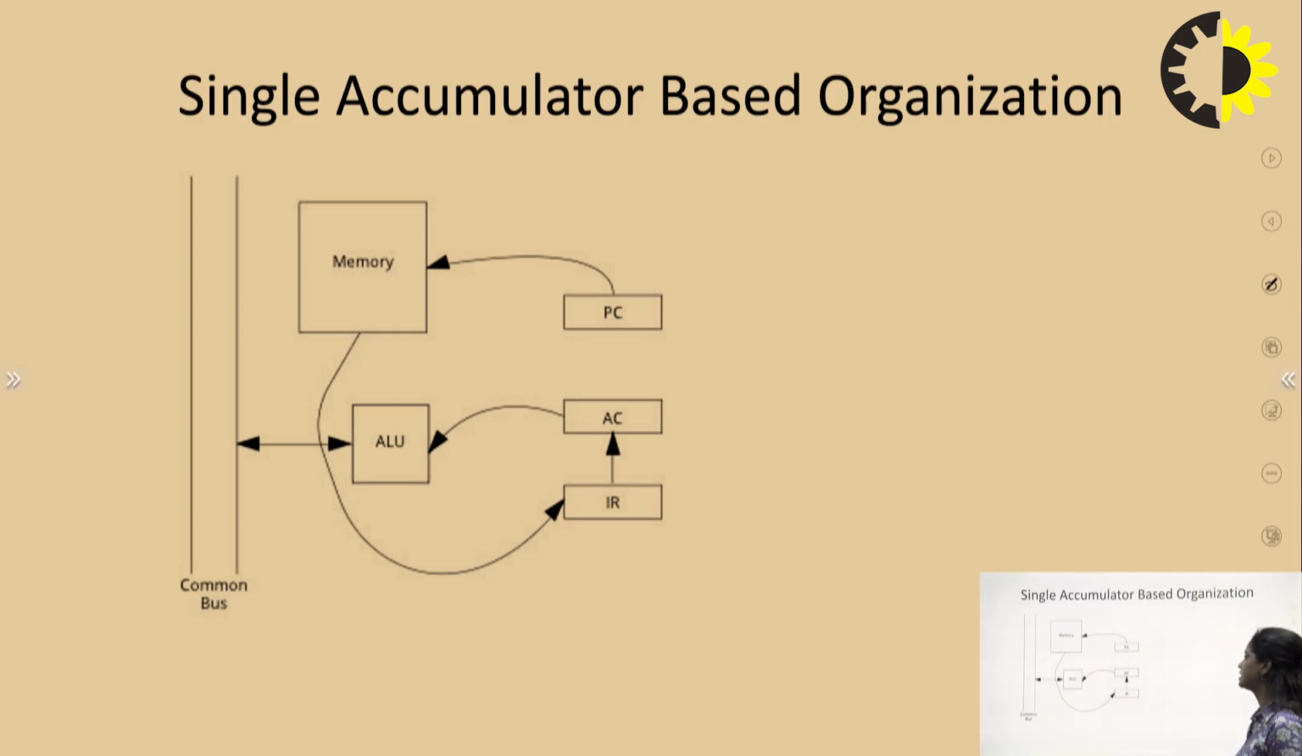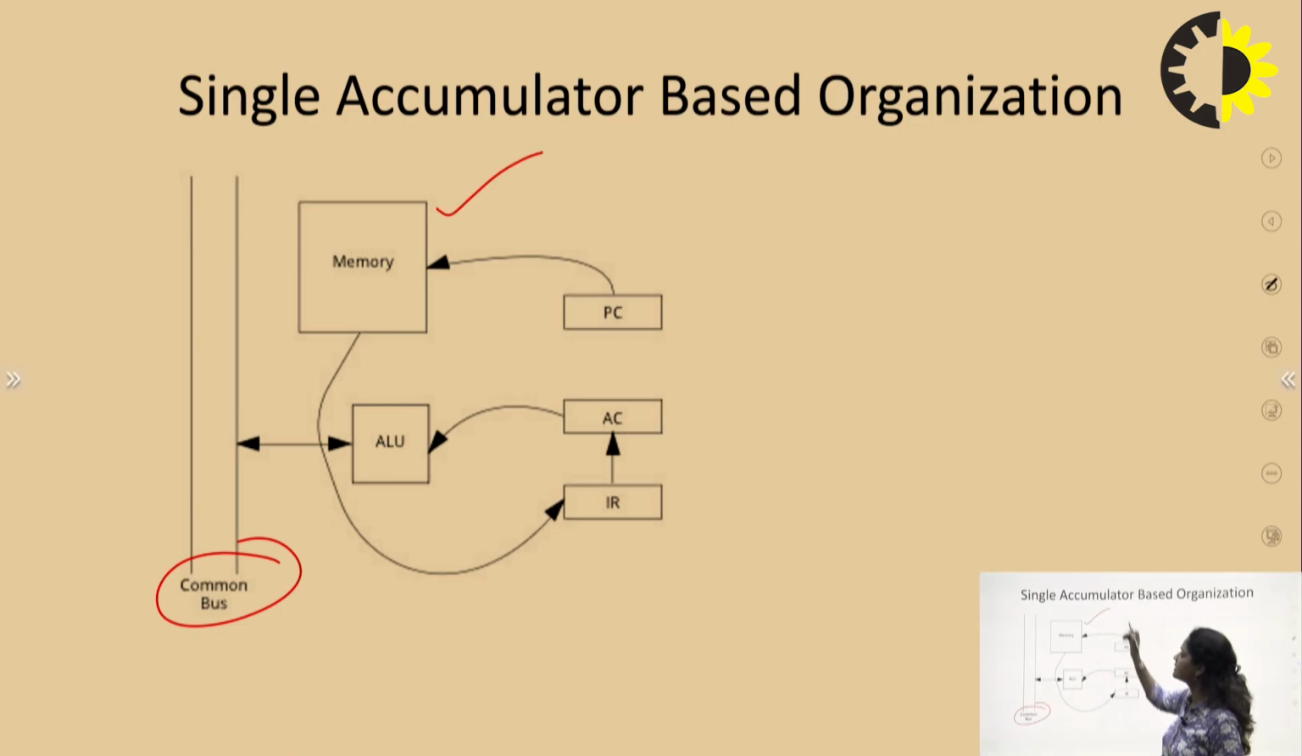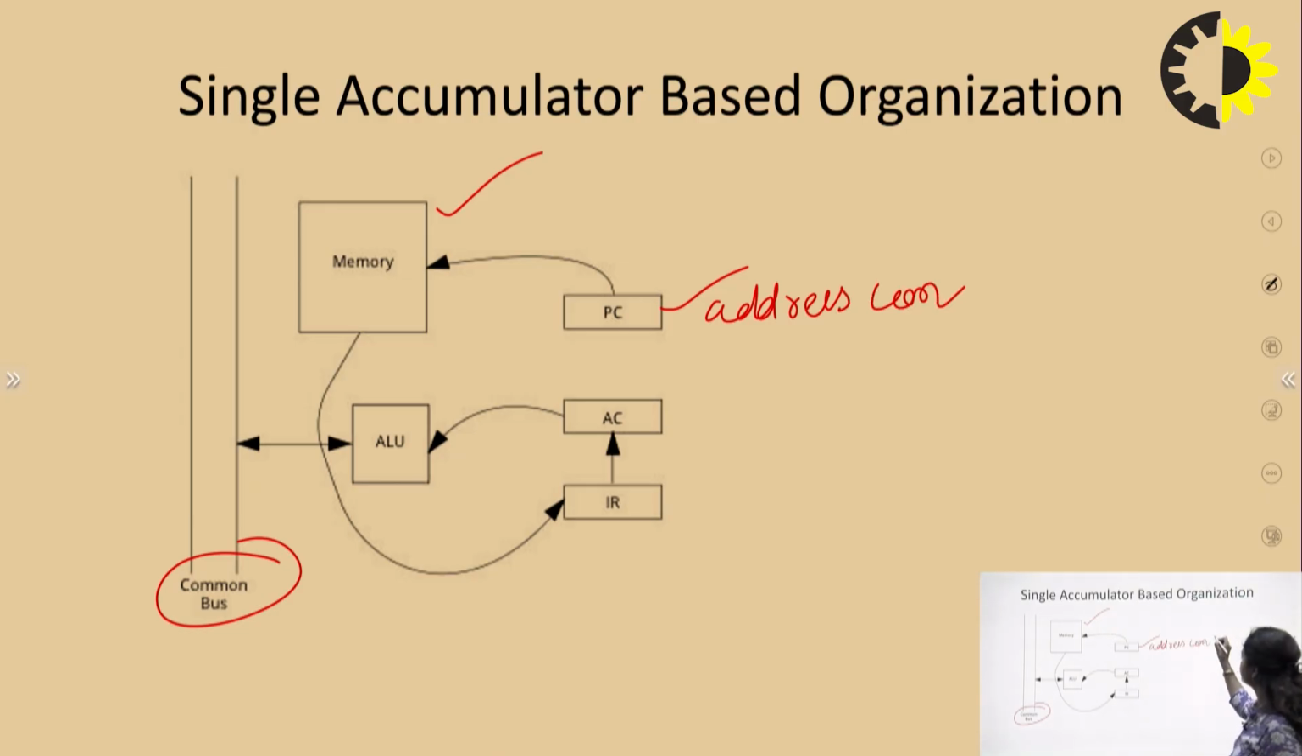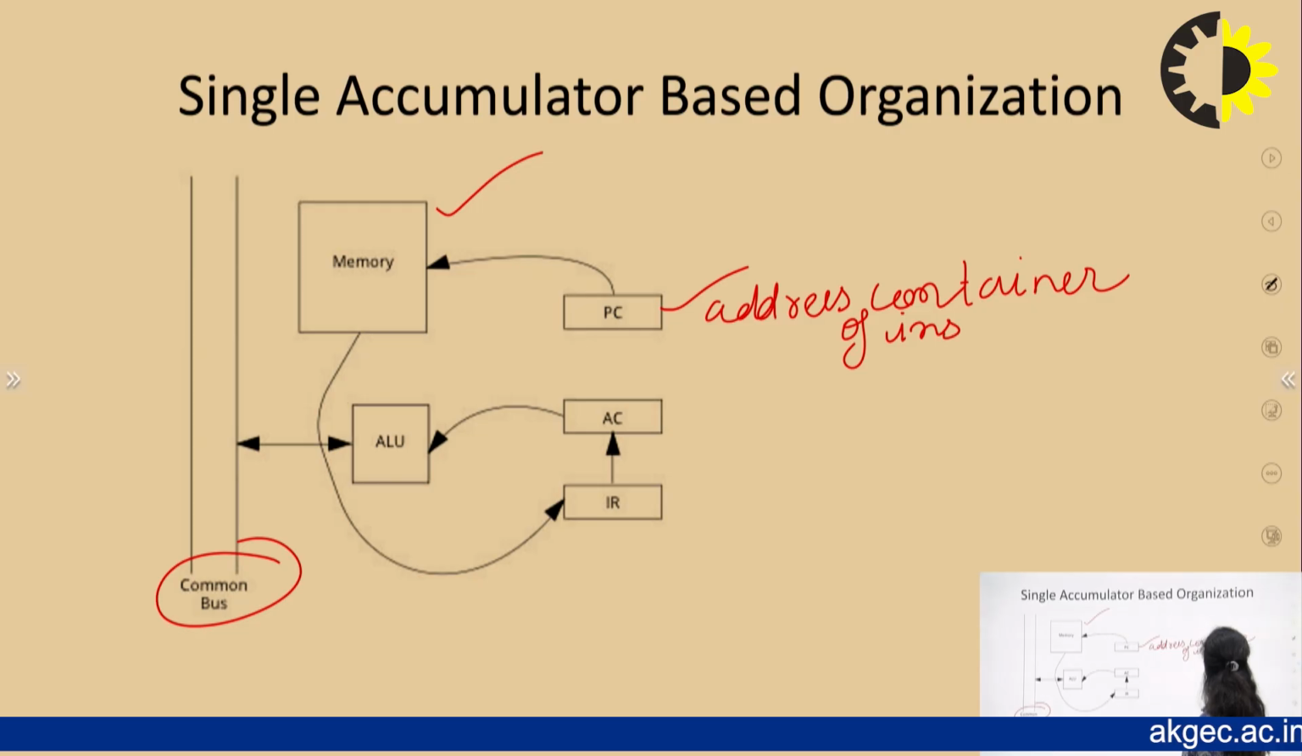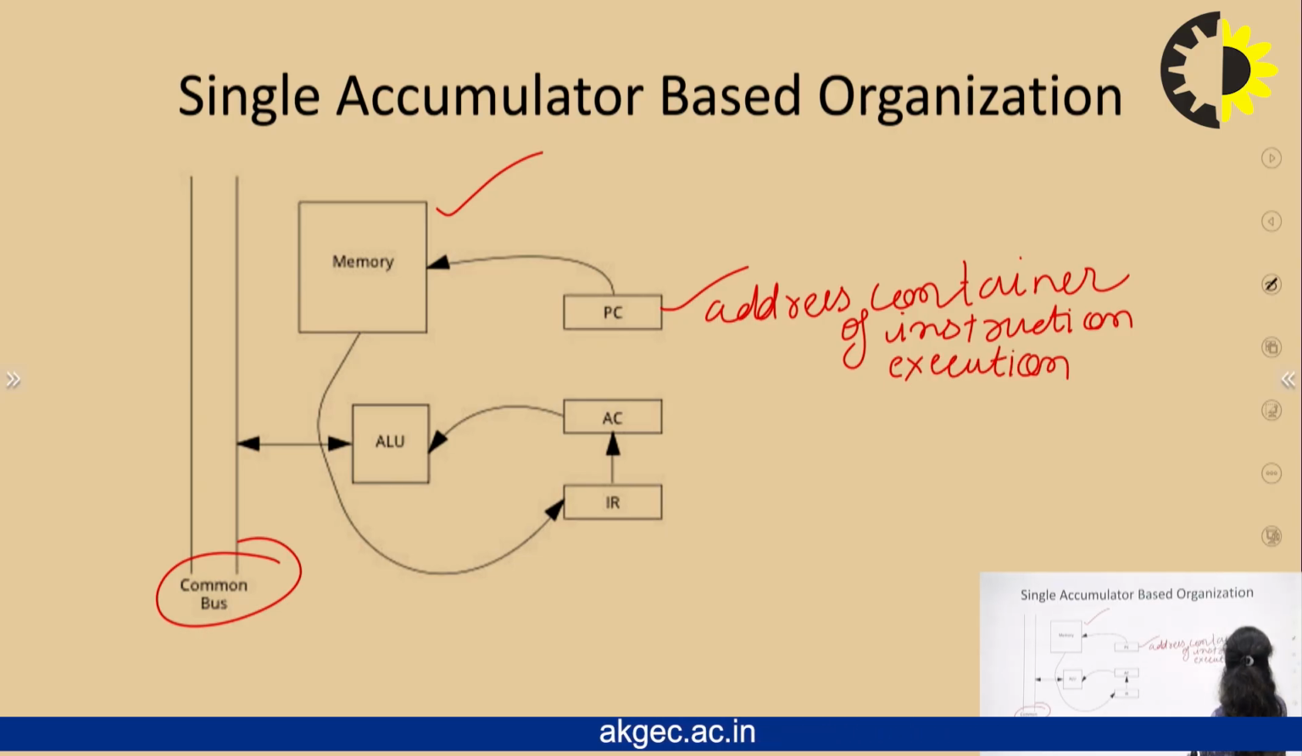In this organization scheme, as we can see in this diagram, we have a common bus system that will be used to interconnect all these blocks. Memory is there, and the program counter is there. What is the program counter? It is an address container. Address container of what? Address container of the instruction which is going to be executed next in your instruction cycle. That address will be available in our program counter.